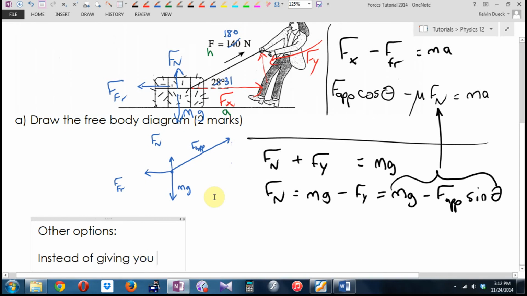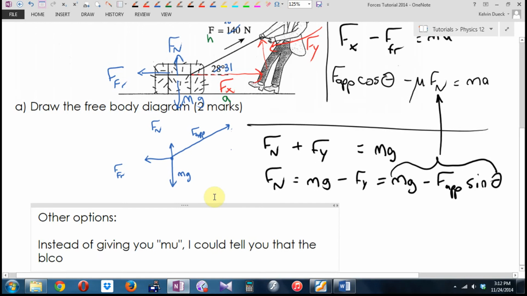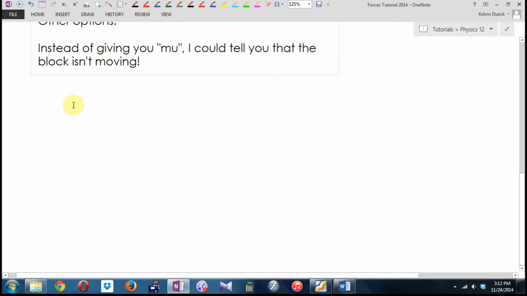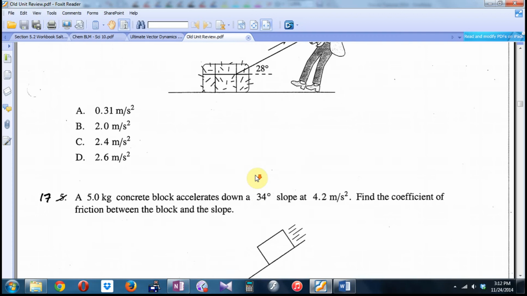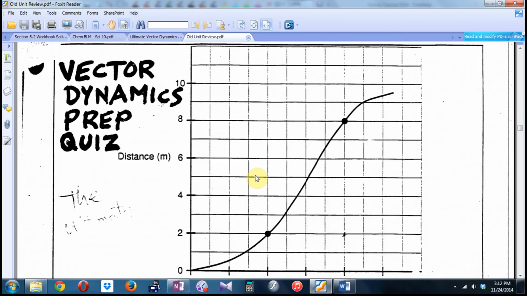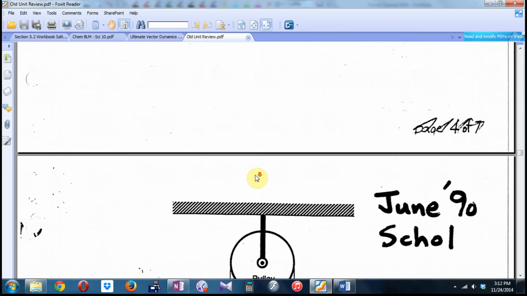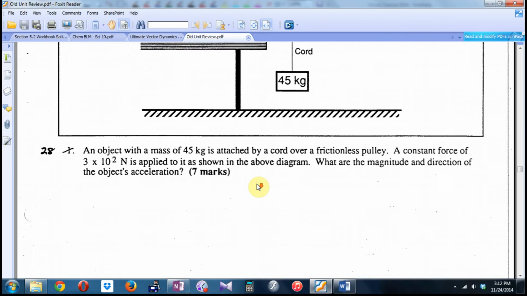Instead of giving you mu, the coefficient of friction, I could tell you that the block isn't moving. So let's try the same question. Same diagram, or do I have a different diagram that might work? I'm trying to find nice, pretty diagrams because my diagrams, when I freehand them, suck.